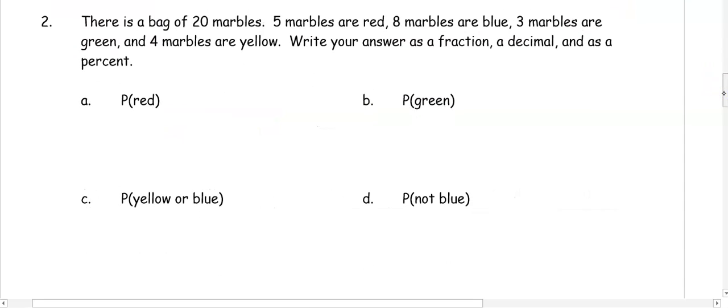Number 2, there's a bag of 20 marbles. So this is how many total marbles there are. 5 are red, 8 are blue, 3 are green, and 4 are yellow. Write the probability as a fraction, decimal, and a percent. So what's the probability that it is red?